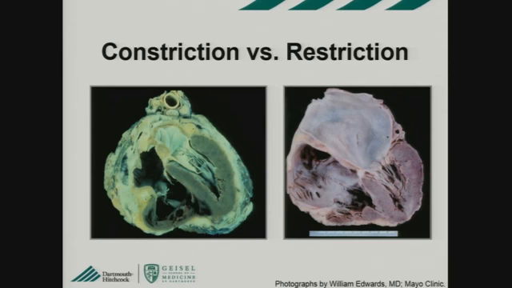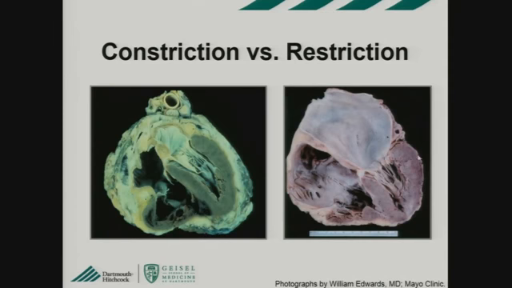So here's the pathologic difference, very obvious. These pictures are from Dr. Edwards at the Mayo Clinic. On the left, we have a constricted heart. So this is where the pericardium is sick. In many cases it is inelastic, and in many cases it is thickened, calcified, fibrotic, and adherent to the outer surface of the heart, such that the heart cannot fill normally.